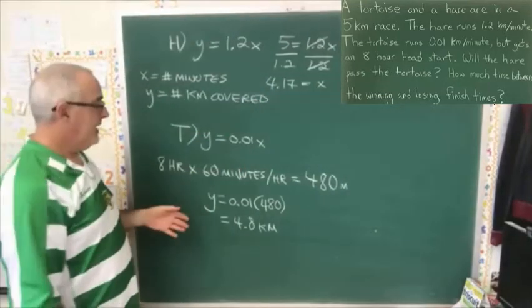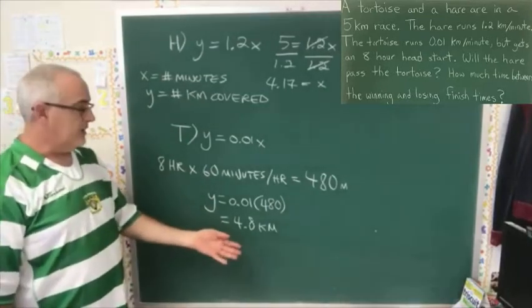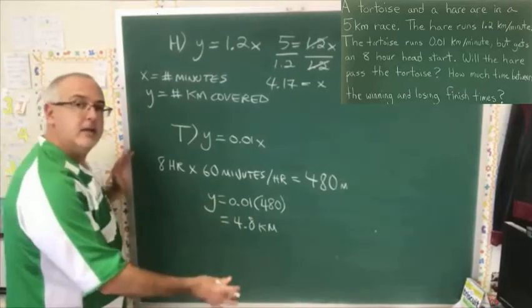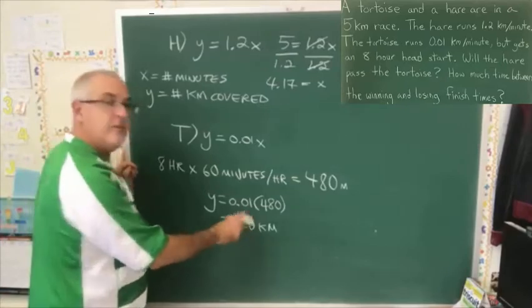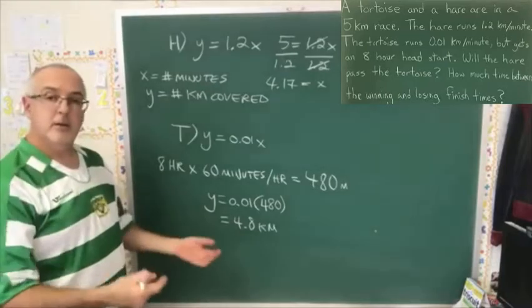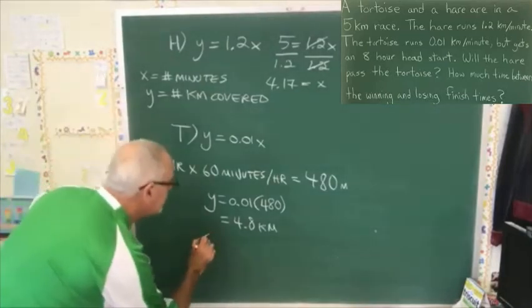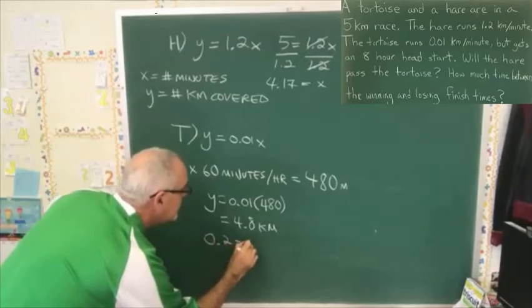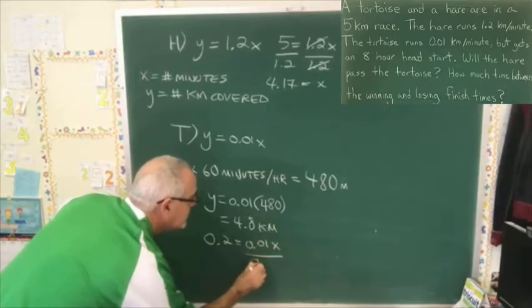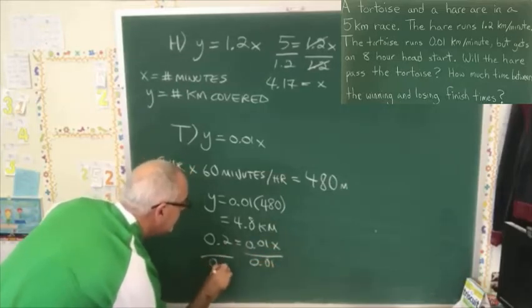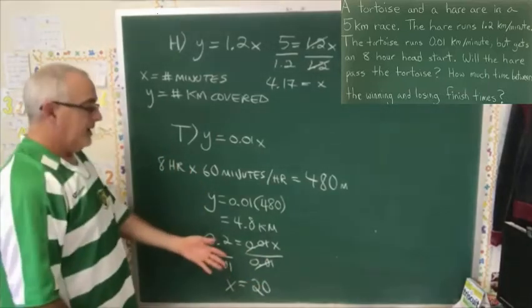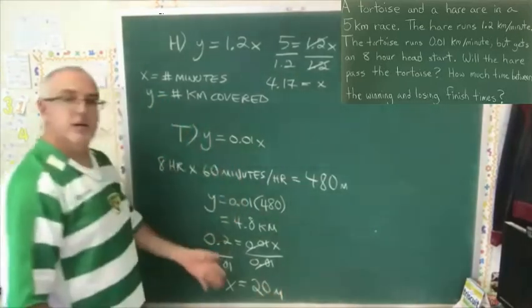The hare is fast. Now, how long is the tortoise taking to cross the finish line? Remember, the tortoise had an 8-hour head start, and that's all finished. The tortoise is at the 4.8 kilometer mark in the race when the hare starts. So the tortoise only has 0.2 kilometers left. I'm going to plug that into the same equation. 0.2 equals 0.01x. We divide both sides by 0.01. These cancel. X is equal to 20. It's taking the tortoise 20 minutes to cross the finish line.